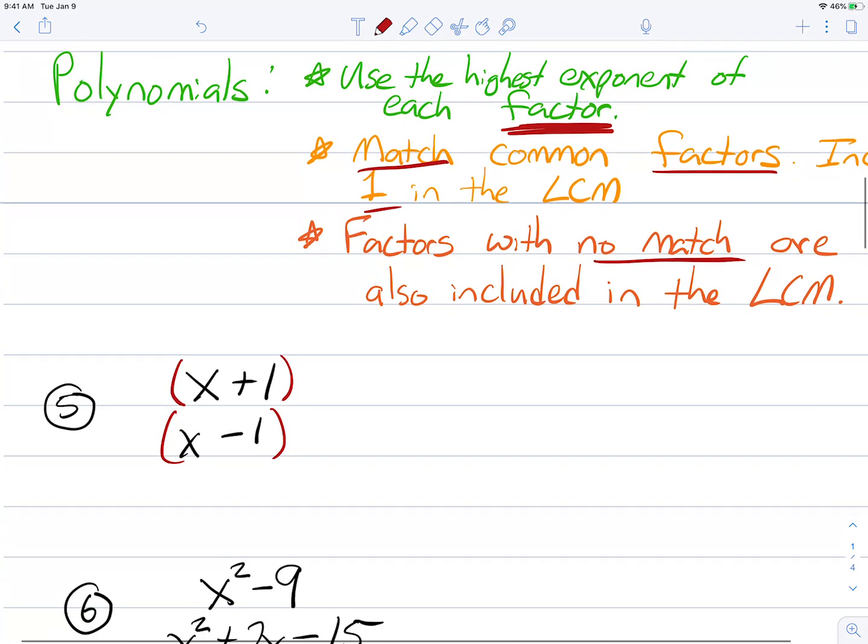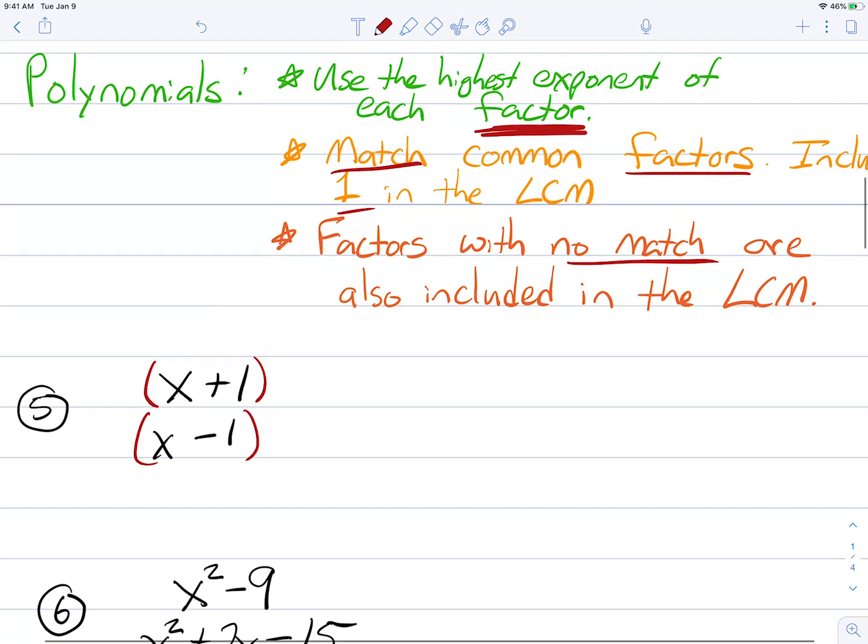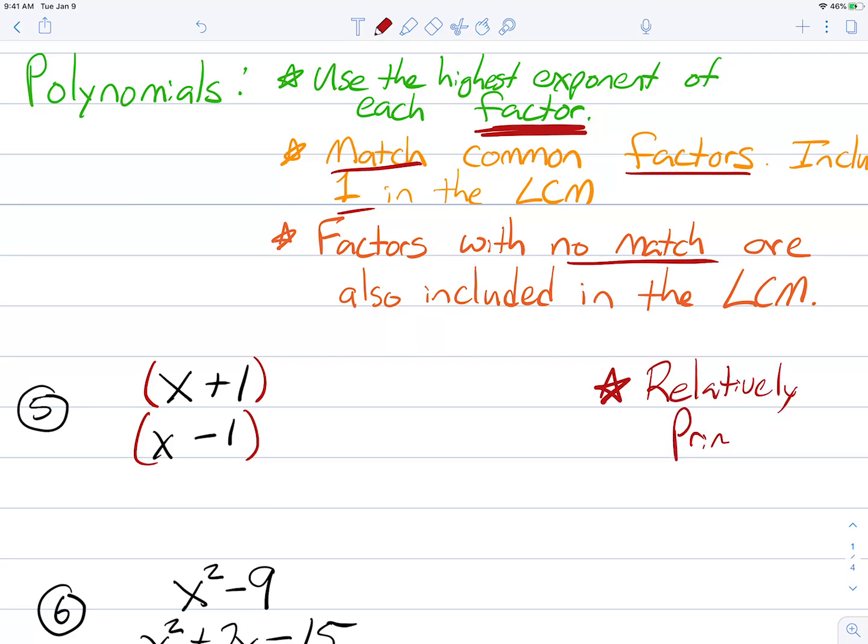These are not the same binomial. So these are actually called relatively prime because they are not the same thing. So when something is relatively prime, it means they don't have anything in common, and your LCM is just multiplying them together.